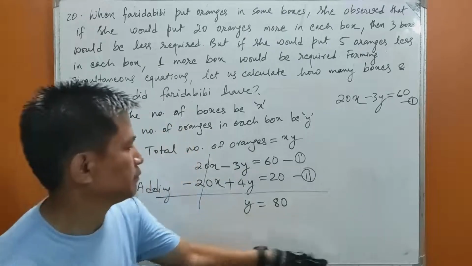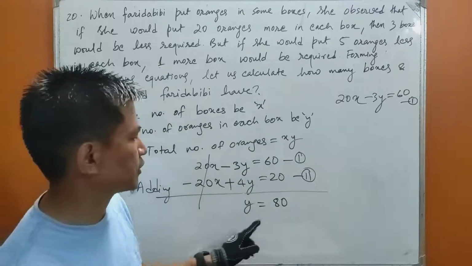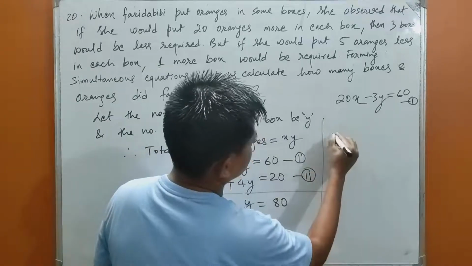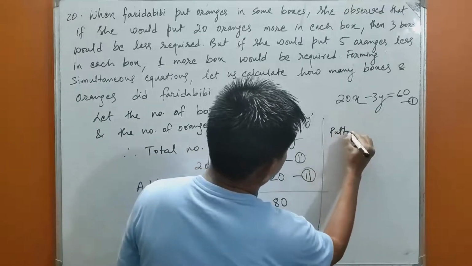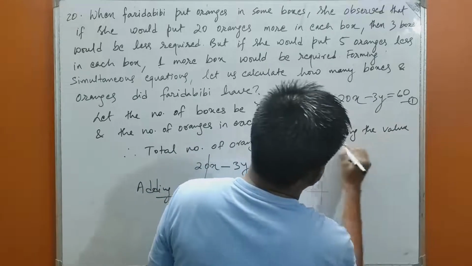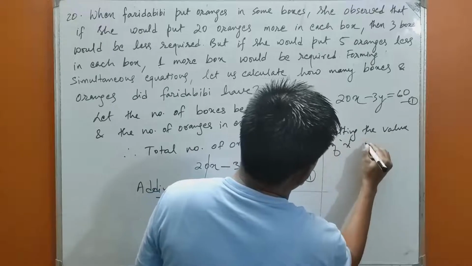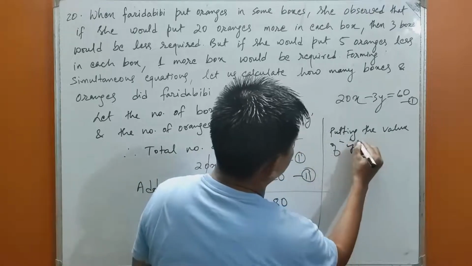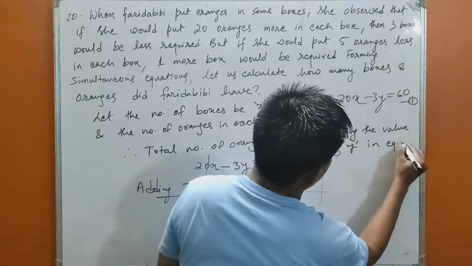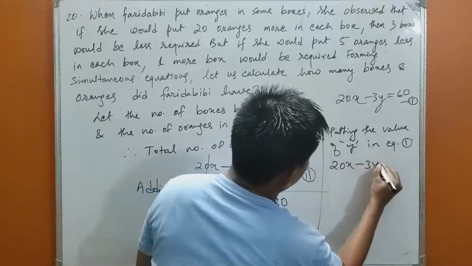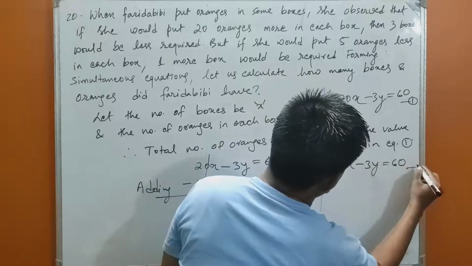Now let us find the value of x by putting the value of y in equation 1. Putting the value of y in equation 1, isn't it? Equation 1 is 20x minus 3y equal to 60. This is equation 1.